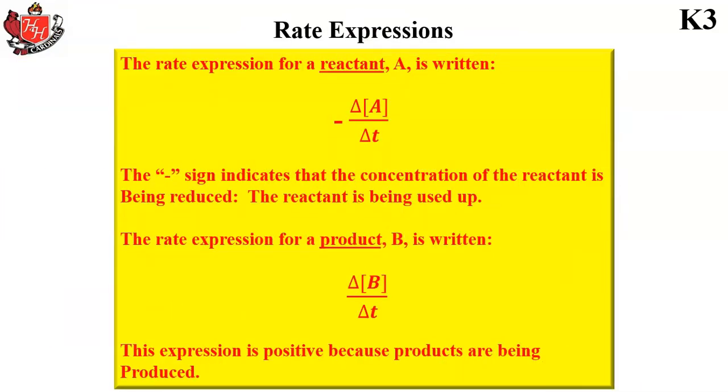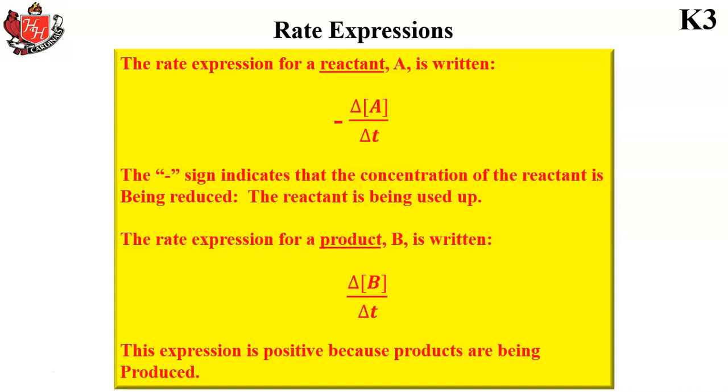The rate expression for reactant A, and A is just a hypothetical reactant of some sort. It could be CO2, it could be CH4, it could be whatever you want it to be. It's written as negative delta concentration of A over delta time. Delta is change in. So change in concentration over change in time. The negative sign indicates that the concentration of the reactant is being reduced. That is, the reactant is being used up.